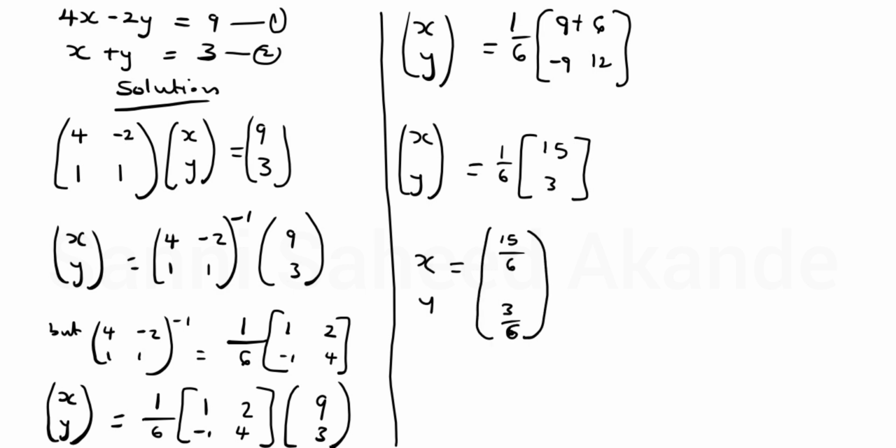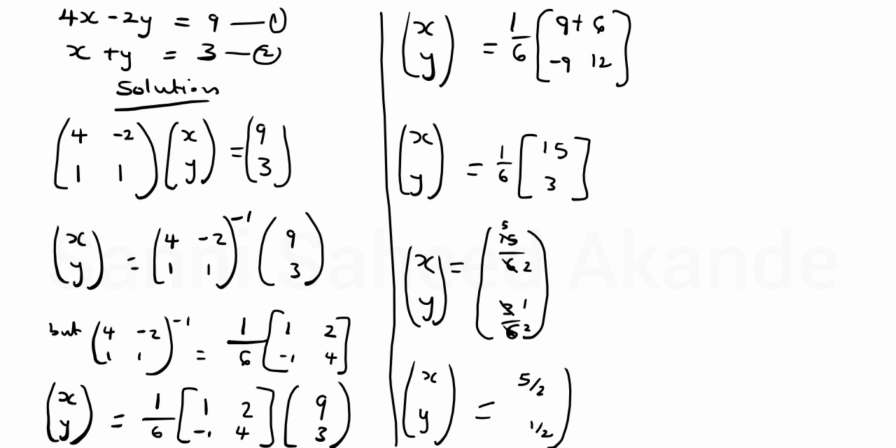But we can still simplify this further to give us x and y to be equal to, now 3 goes in 15, that is 5 times. 3 goes in 6, that is 2 times. 3 goes in 3 1 time. 3 goes in 6 2 times. So we now have 5 over 2 and 1 over 2 left.